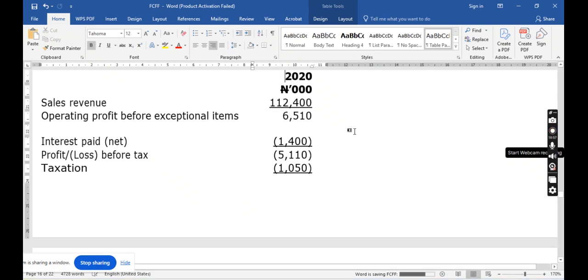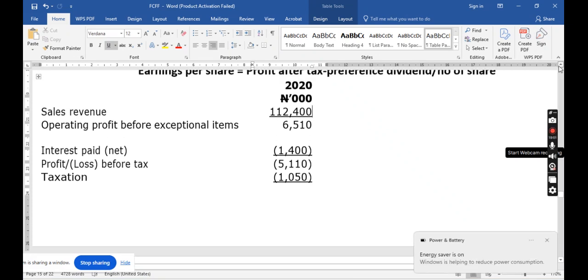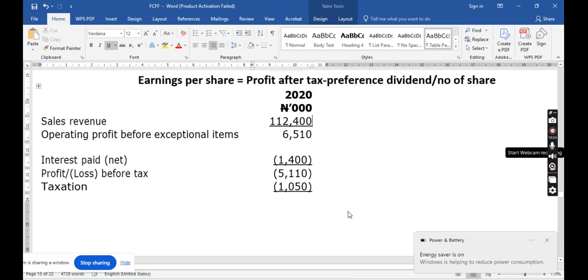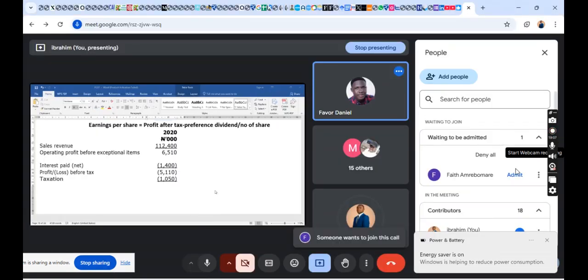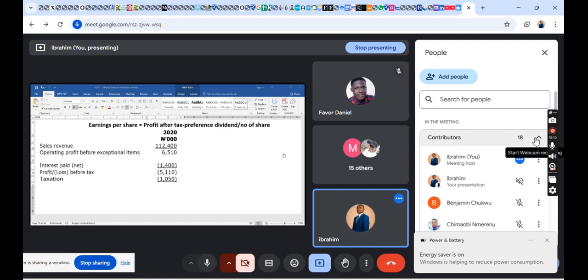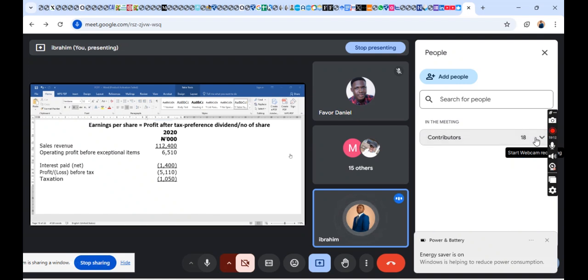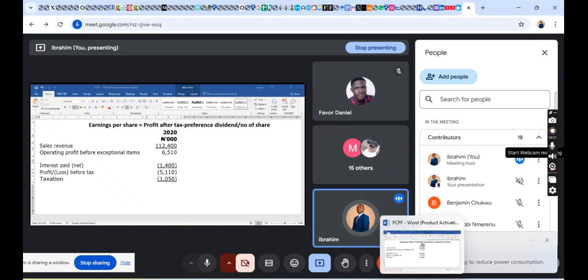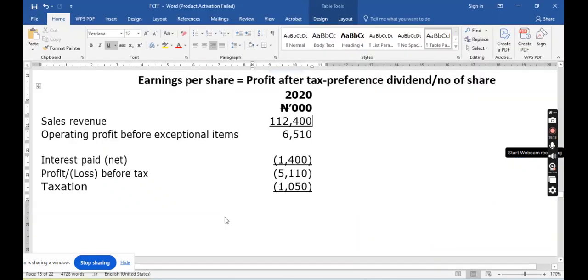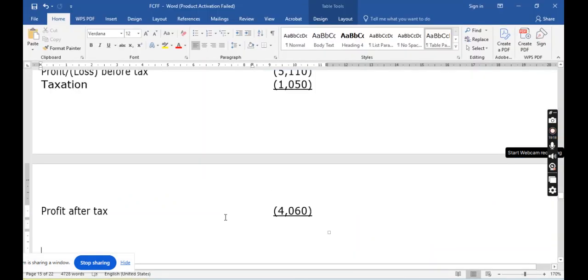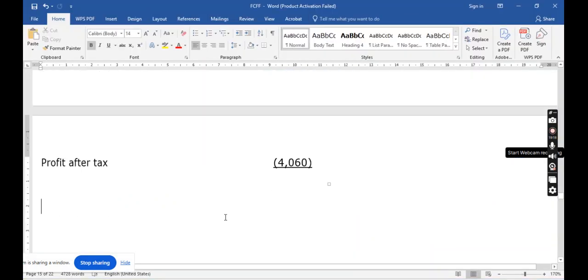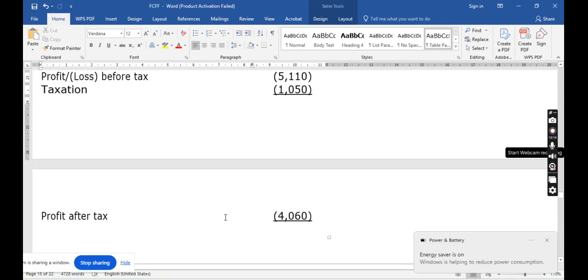So if you have a question before we move ahead, you can ask your question now. We've determined the profit after tax, right? What next? If there is preference dividend in the question, we're just given the dividend, that is the dividend paid for the year. So you can assume that to be your preference dividend, right?